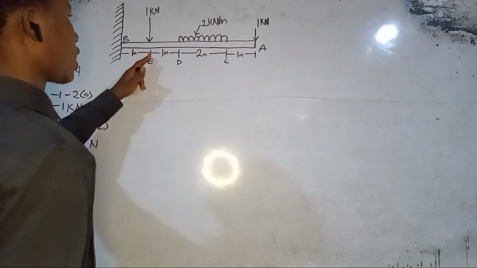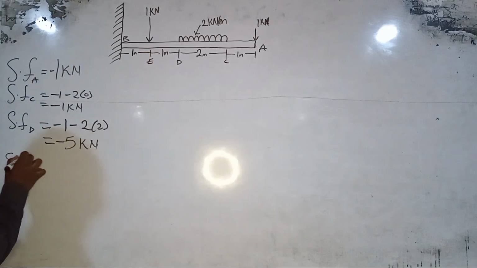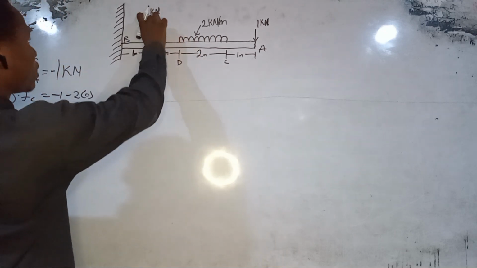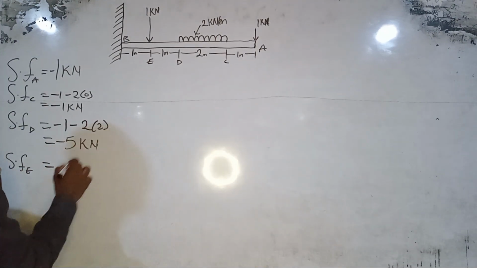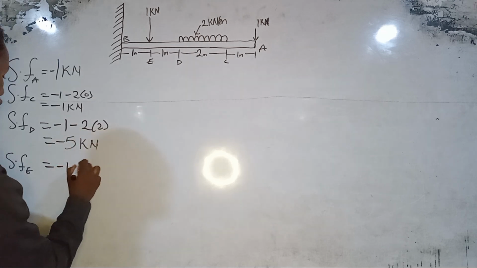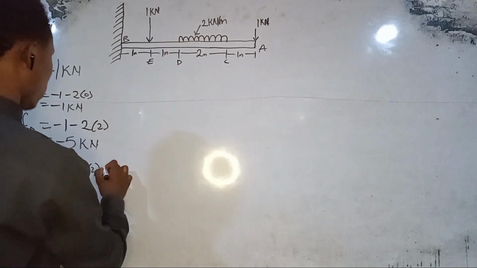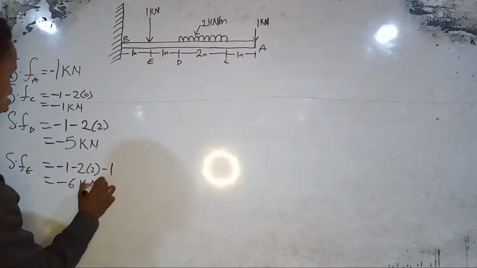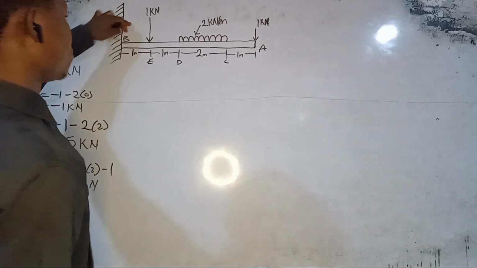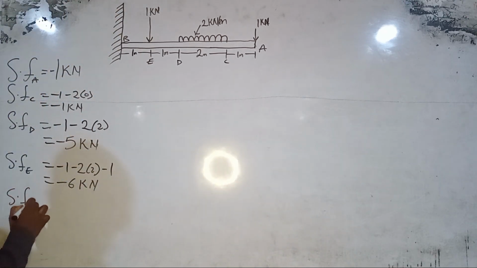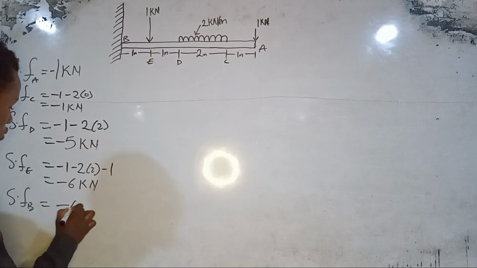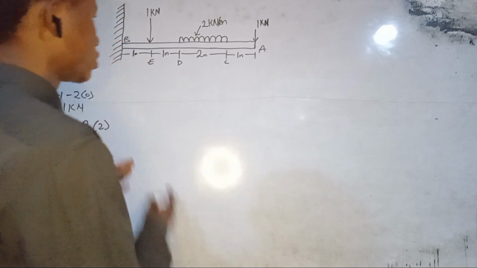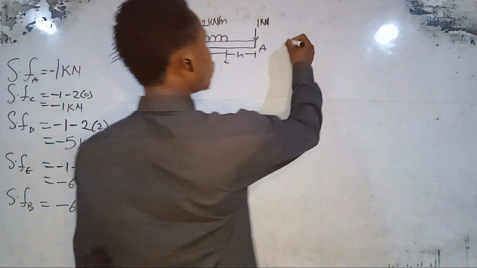Now for the shearing force at E, we have minus 1, then minus 2 times 2. We also have another minus 1, which will be equal to minus 6 kilonewton. And the shearing force at B will still be the same thing. The shearing force at B will be equal to minus 6 kilonewton. That is for the shearing force. Now to the bending moment.